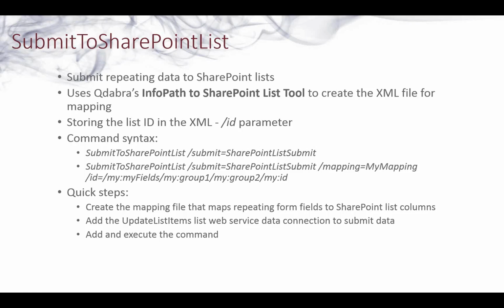So on a successful submit, qRules is going to update the indicated field with the value of the associated list item ID, because we know that all items in a SharePoint list have a unique integer value in the ID column, right? And so by saving that value in the XML for your form, the next time this Submit to SharePoint List command runs, qRules can perform an update on the existing item instead of creating a duplicate.